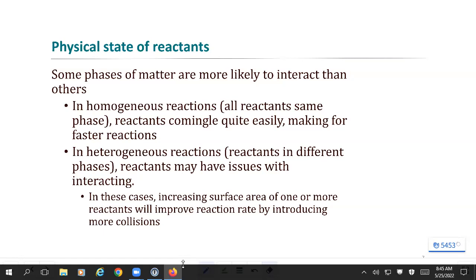And so we can kind of put it into terms. If I have a homogeneous reaction where I've got all the reactants in the same phase, they're all in the gas phase, they're all in the liquid phase or in solution, those reactions usually can go faster because they're all in the same phase. They can all mingle together relatively easily.